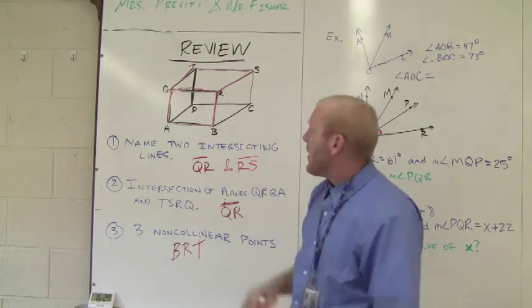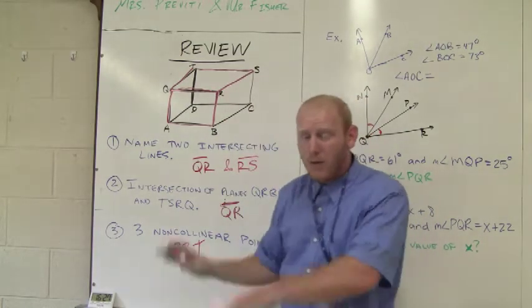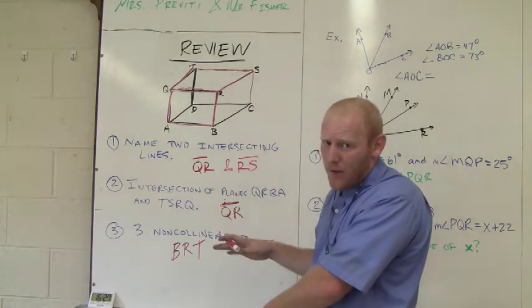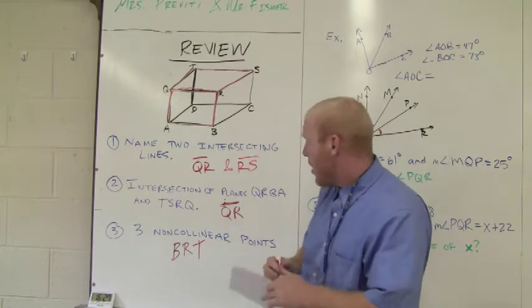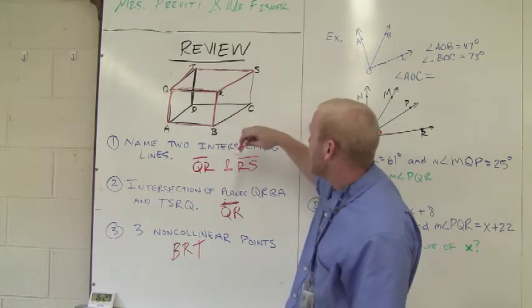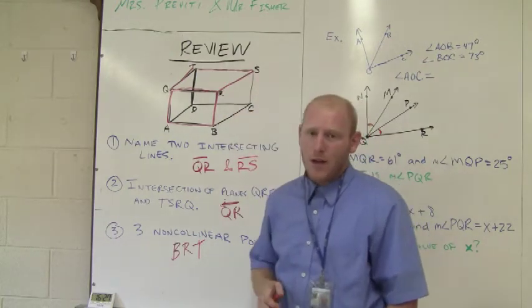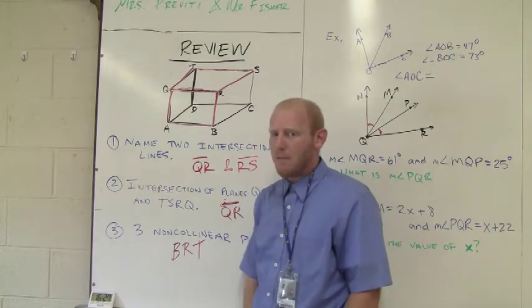T is not on the same plane as those. Visually, I can cut through the box, but right now it's not on that plane. Okay? As we saw earlier, these are 3 non-collinear points. I could say B, R, and T or B, R, and D right now. Those are the ones that are not on the same plane.